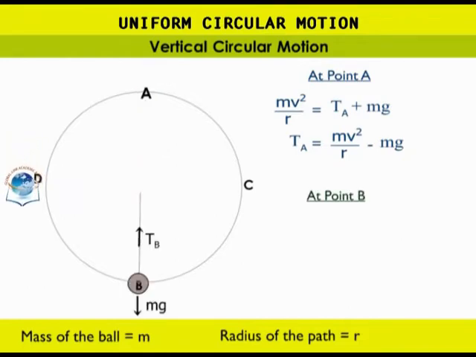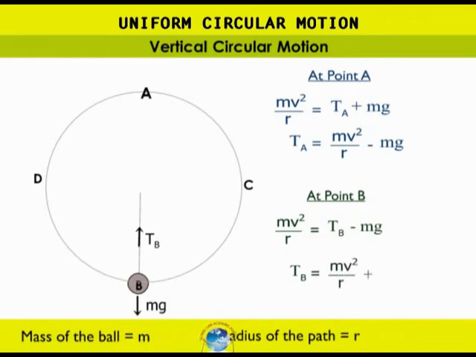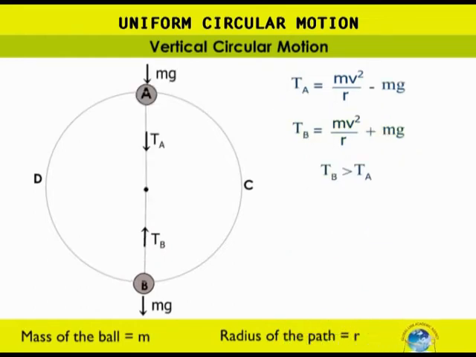When the ball is at B, which is the lowest point of the path, it is acted upon by the tensional force Tb and its weight mg. The centripetal force, therefore, is provided by the resultant force Tb minus mg. Rearranging, Tb is equal to mv squared over r plus mg. From these equations, it is evident that Tb is greater than Ta. The tension in the string is therefore maximum when the object is at its lowest point and the string is most likely to snap at this position.